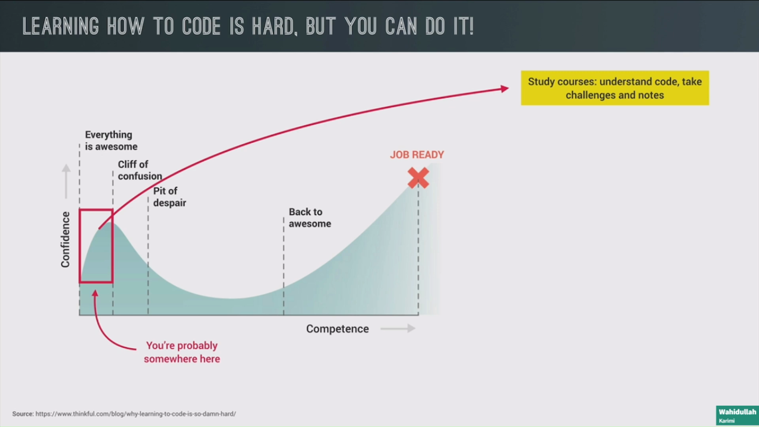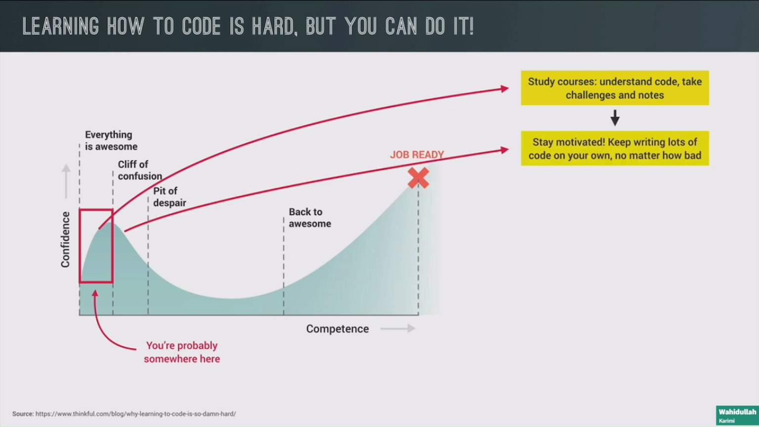Here you realize that coding might be a lot harder than you thought when you no longer can just follow a course with a predefined path. So your confidence is going to start to drop a little bit, and you might realize you can't build anything meaningful on your own yet. But don't lose motivation here. Just keep writing lots and lots of code on your own, no matter how much time you need to spend fixing bugs and searching for a solution. It's all part of the journey, and it's still gonna be fun.